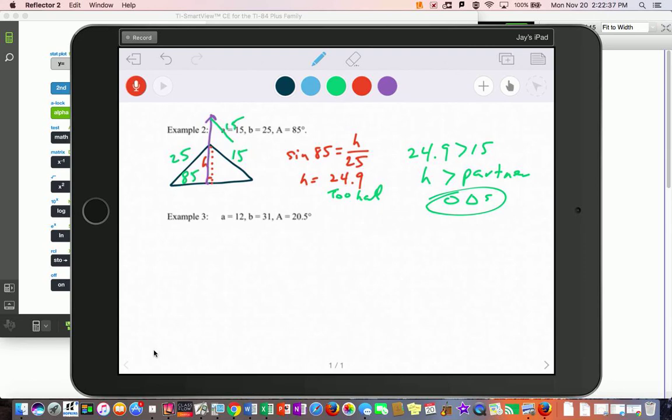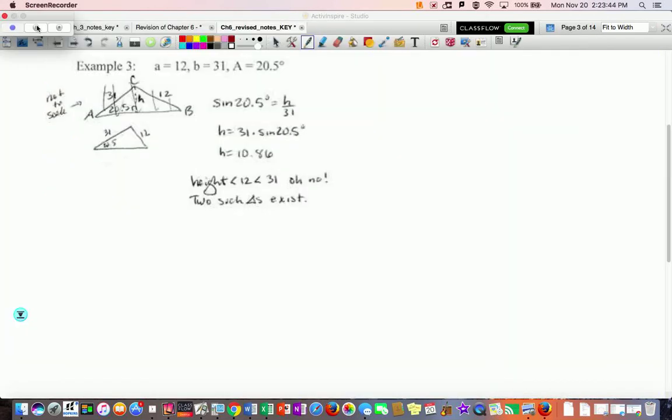All right, you do this one as a DIY. So pause the video now. All right, so here's your triangle, again, not to scale. So I like to put the angle here, partner there, other side there. And when you calculate for the height, you should have gotten something like 10.86. So when you look at it, the height is smaller than the partner, which is smaller than the other side. That means, whoops, that means 2 triangles exist.